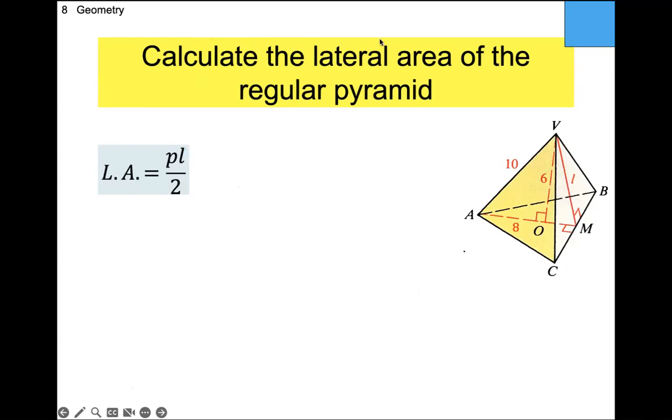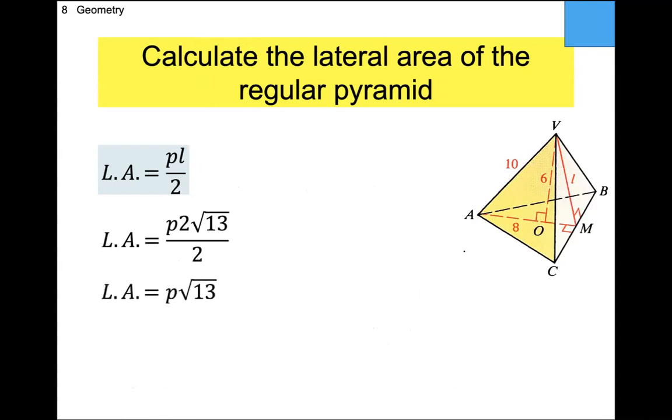Let me clear that out. So let's see if we can find the perimeter. I just threw in the 2 root 13 for the L. I need to now find the perimeter. Those 2's cancel right there, so we're just left with perimeter times root 13. So what's the perimeter? Pick any one of those triangles.